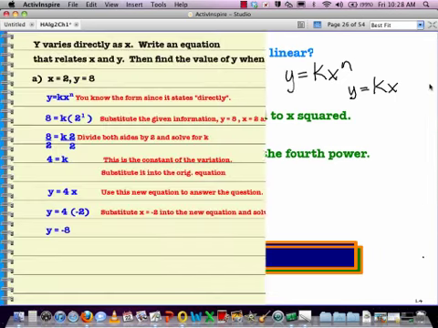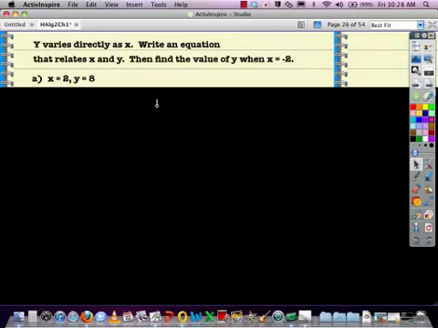So an example of that is where we will head next. If we gave you y varies directly as x, write an equation that relates x and y, and then find the value of y when x is -2. Sounds like you have several things going on there. So let's start. Y varies directly as x is your clue to how you write your equation. Your step one is writing the equation.